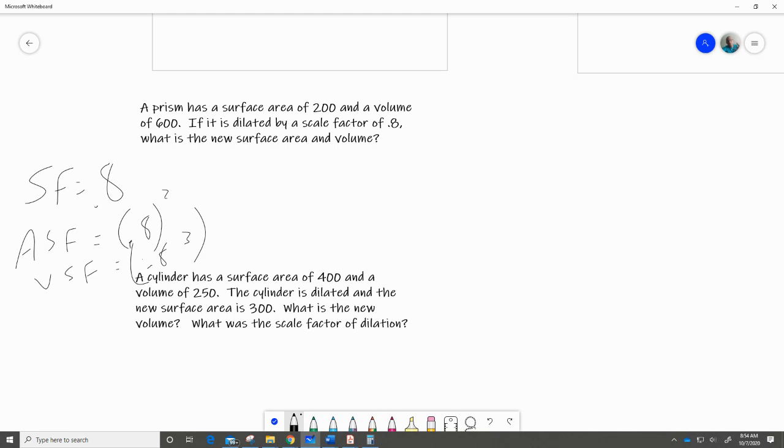Okay, so the surface area is 200. We'll multiply the 200 by 0.8 squared to get our new surface area. The original volume is 600, so we'll multiply the volume, 600, times 0.8 to the cube power right there, because that fits our scale factor rules. Okay, so that's how we'll look at those.